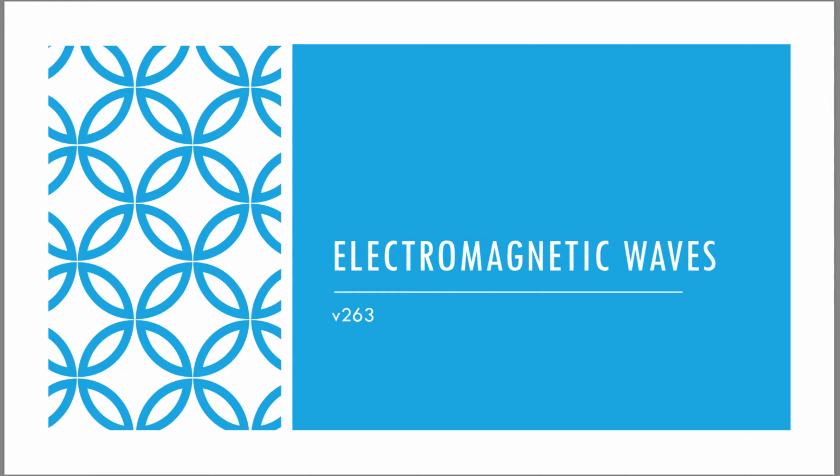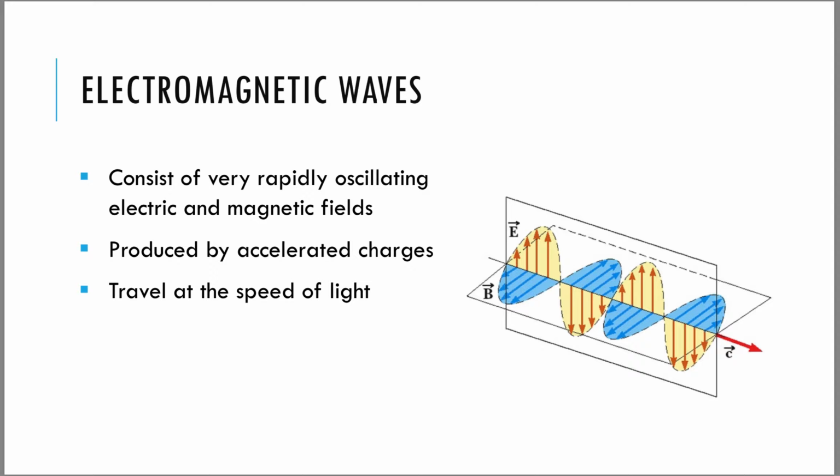In this video 263, I'll be talking about electromagnetic waves. This will be our introduction to this chapter, which is on light. Electromagnetic waves, also called EM waves for short, consist of rapidly oscillating electric and magnetic fields.